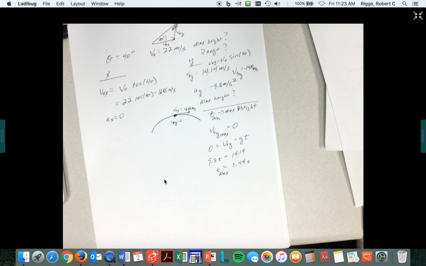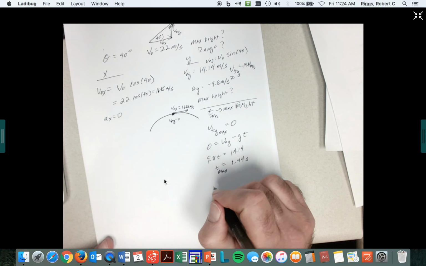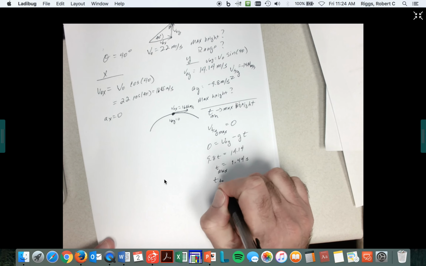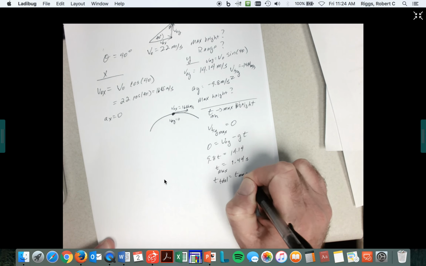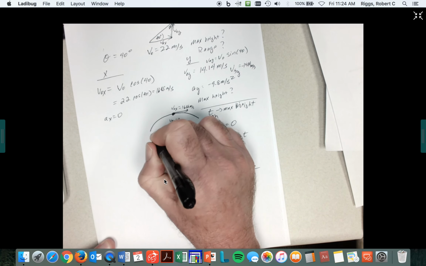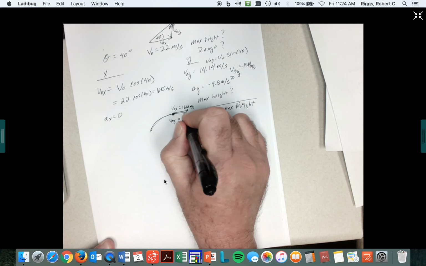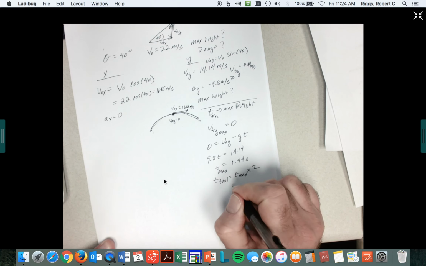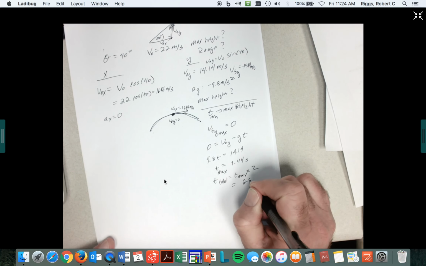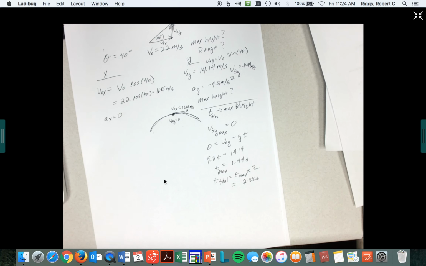Now, I'm wondering what the total time is that it's in the air. What would be the time total? That's right. Total time in the air is T max times 2. Mother Nature loves symmetry. Took 1.44 seconds to get here. It's going to take another 1.44 seconds to get down here. 2.88 seconds. All right, but we still need the maximum height.